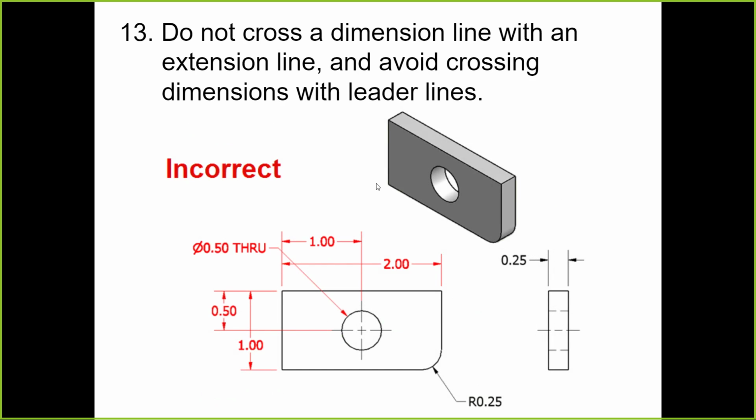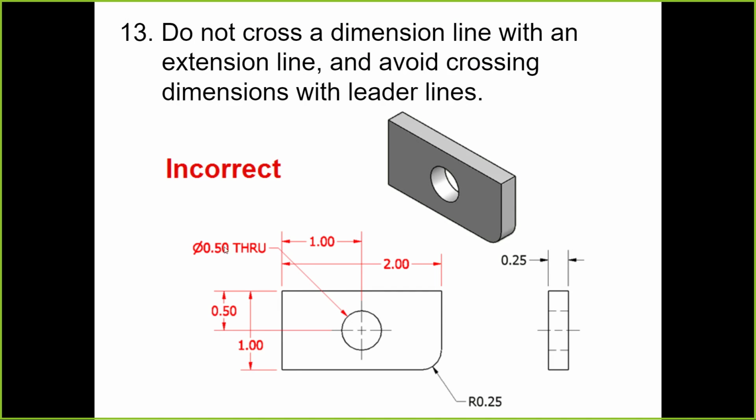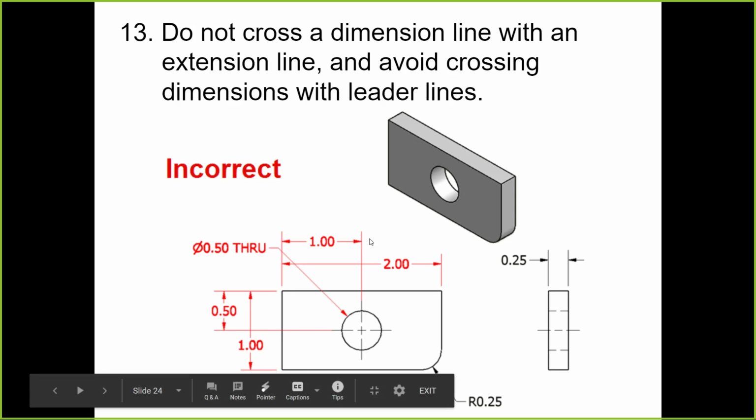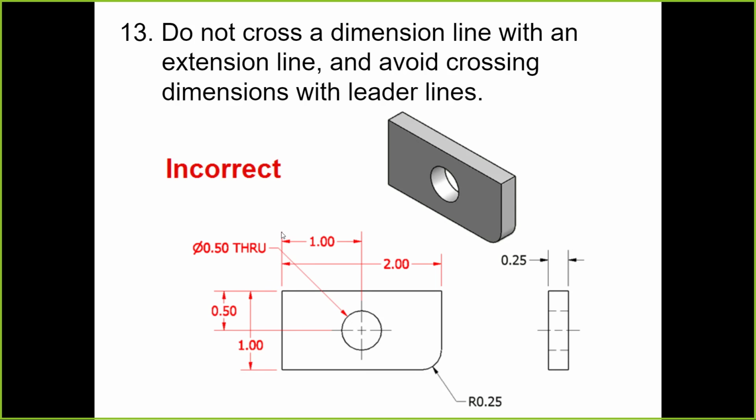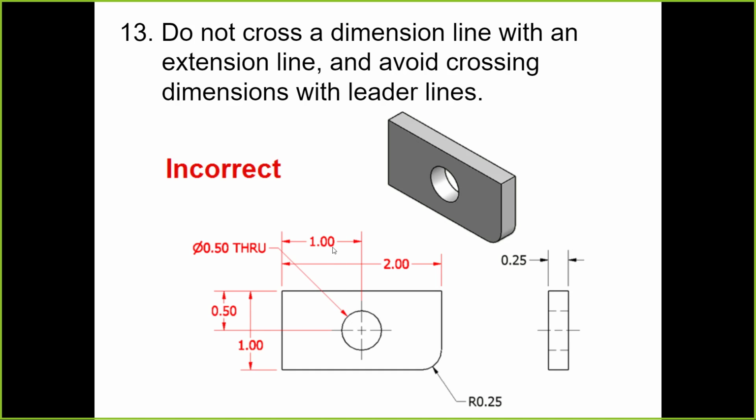13. Do not cross a dimension line with an extension line and avoid crossing dimensions. Okay, so this right here. Do you guys see these dimension lines and extension lines? These are extension lines right here. You see these little thin lines right here? Those are extension lines. Extension line, extension line. Now these arrows right here, this arrow, this arrow, this arrow, those are dimension lines. Okay, they have arrows on them.